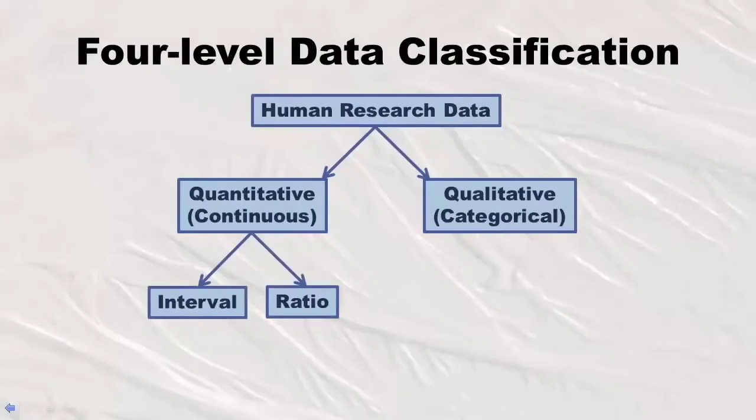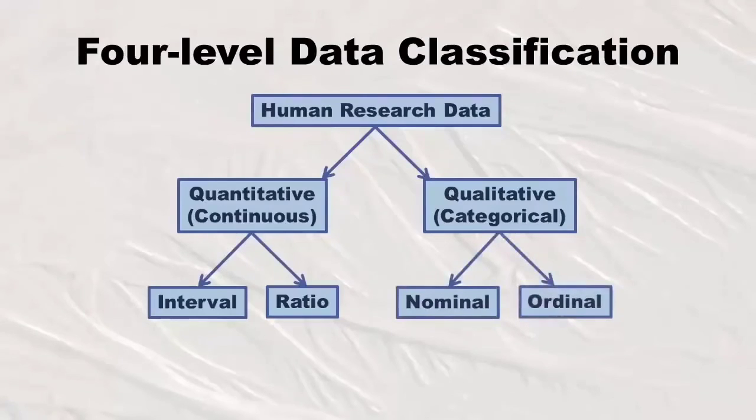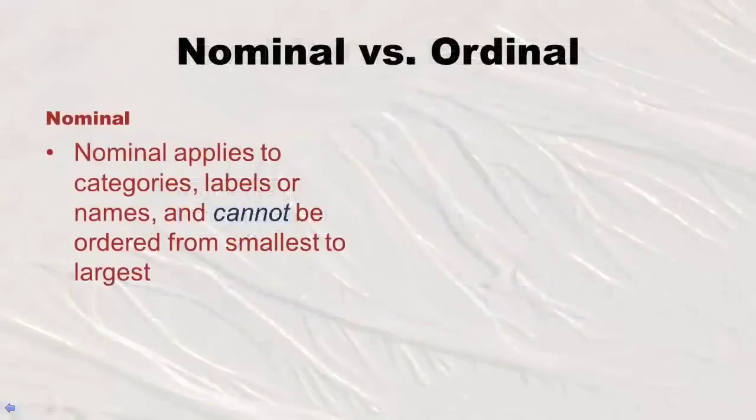Now let's go pay attention to the other side of the tree, qualitative. So how do we split those? Well, we can split those into nominal versus ordinal. All right? So nominal applies to categories, labels, or names that cannot be ordered from smallest to largest. Like I kind of think of when they have an advertisement, they say for a nominal fee you can do this. It means it's small. There's almost no difference. And so that's why I say there's no difference, it's not smallest to largest, it means they must be equal. That's how I remember it in my mind.